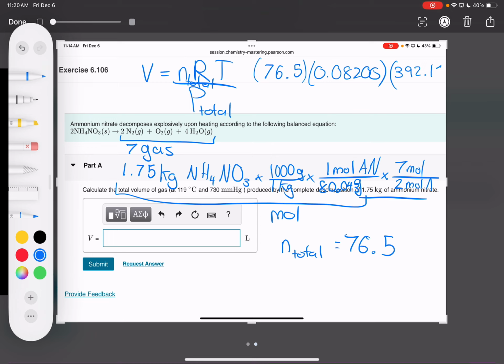Every time, don't get caught thinking for some reason in this problem I don't have to convert to Kelvin. In gases, you always do. Okay, and then the pressure, 730 millimeters of mercury. So I need to convert that to atmospheres. I'm going to divide by 760, and I get the pressure to be 0.961 atmospheres. And that should give me the volume.